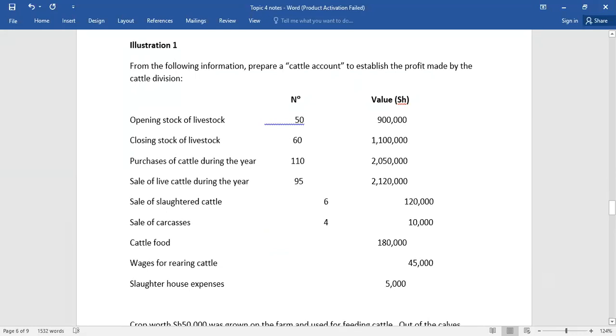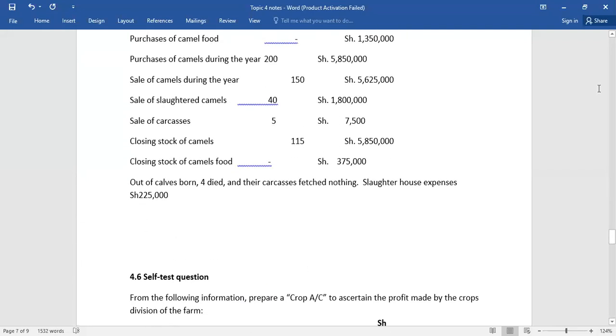We have 90 cows worth 900,000, closing stock 60 worth. So you can see, somewhere we expect that there were some cows that were either purchased or some cows that gave birth to calves. That's what will make the closing inventory go up. Then you have the purchases of the cattle during the year, and so on. And you've been asked to prepare a cattle account.